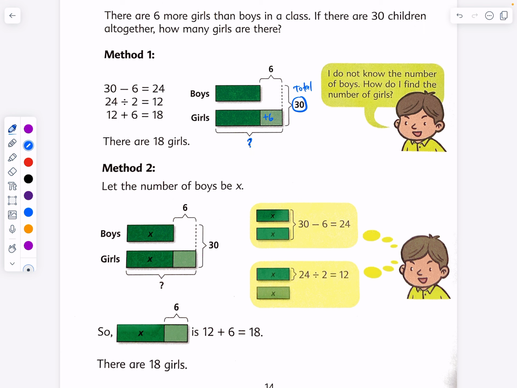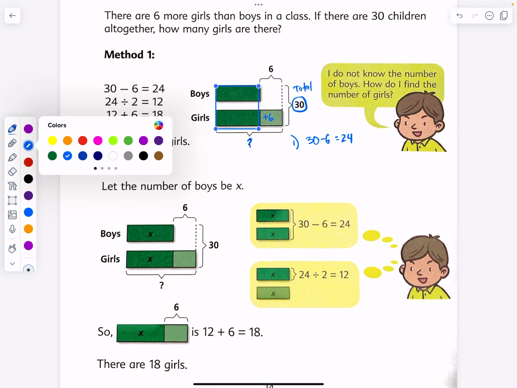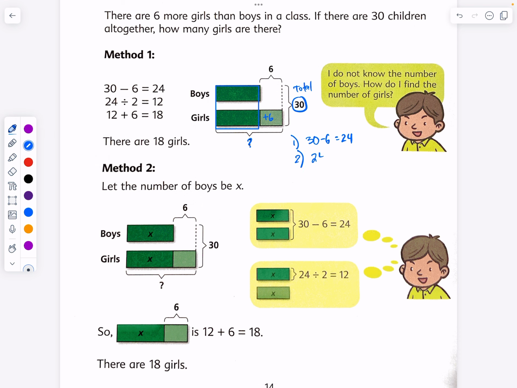It's a multi-step problem. Step 1, get rid of the difference. 30 minus 6 equals 24. What did we find? We found that these two units are now 24. And so to find each of them, we have to say 24 divided by 2 equals 12. So each of these is 12. Therefore, the number of girls, step 3, because there's 6 more, is 12 plus 6 equals 18.